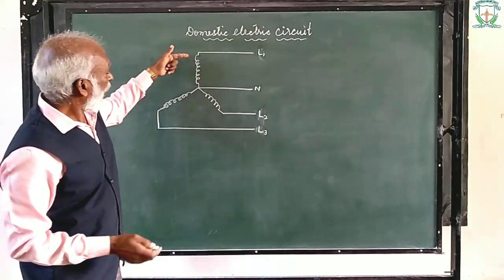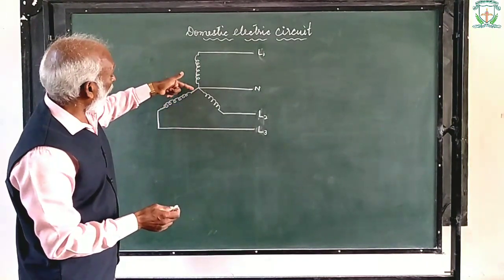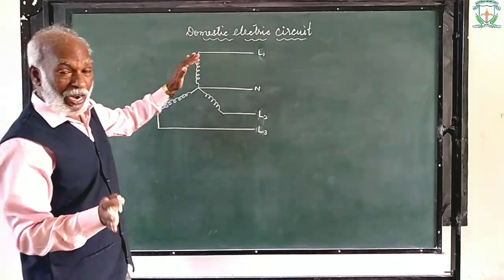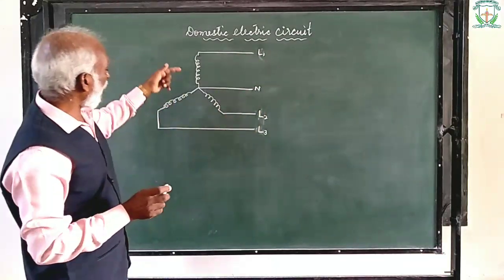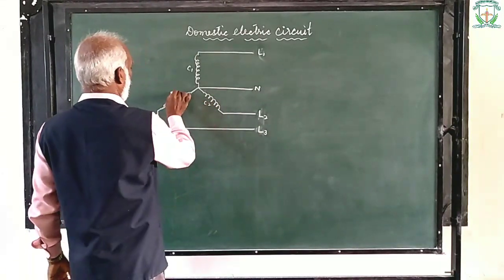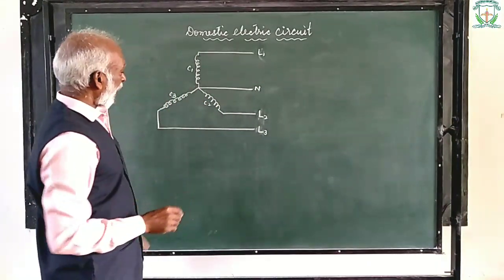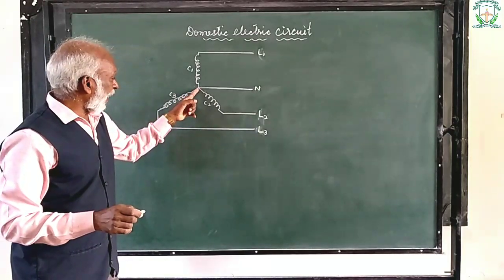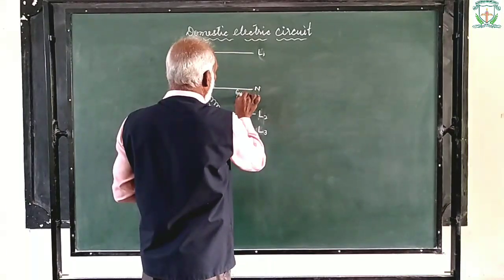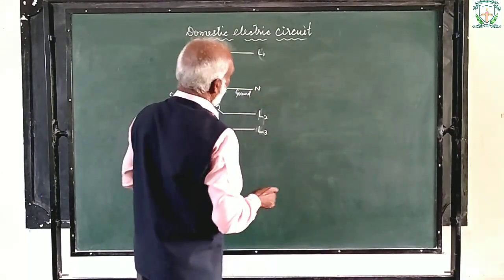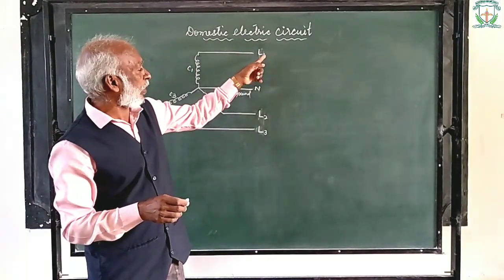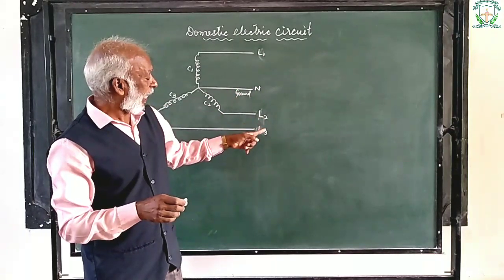Now children, look here. These are the 3 coils of the large scale alternating current generator. This is coil 1, this is coil 2, and this is coil 3. The common end of the 3 coils is grounded. The other 3 terminals are L1, L2 and L3.